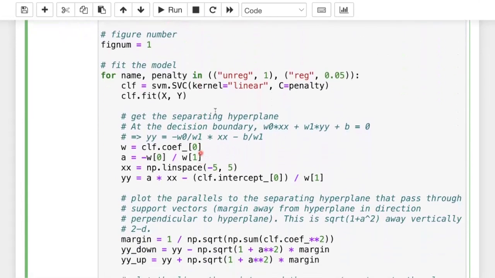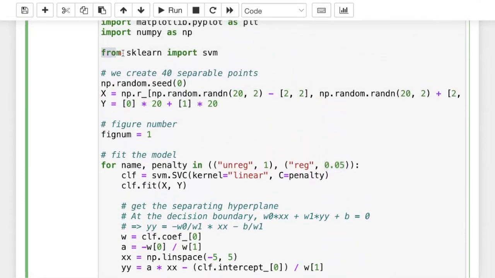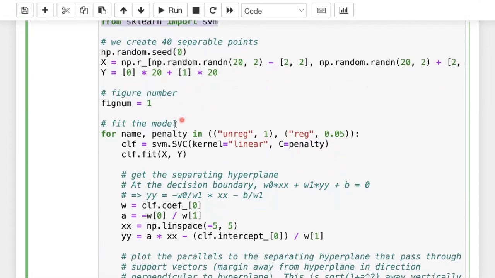Then the main thing I want to emphasize here is that when you use a high value of C, this means that we are not regularizing. That's why I call this unregularized. And when C is small or closer to 0, in this case, for example, 0.05, it means that we are doing regularization. As we said, the first thing is to import svm, and then inside svm, we have SVC. For now, let's consider linear kernels, and I want to just show you the impact of this C.